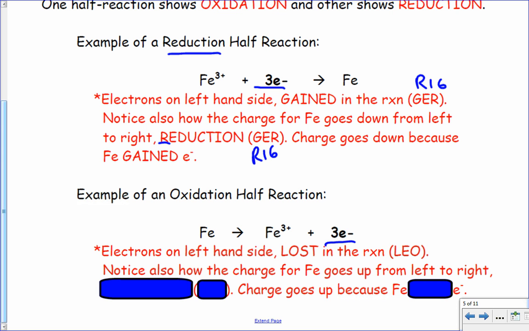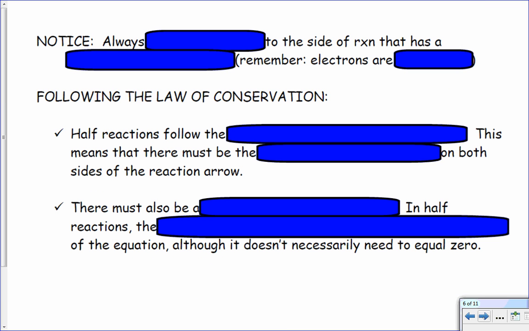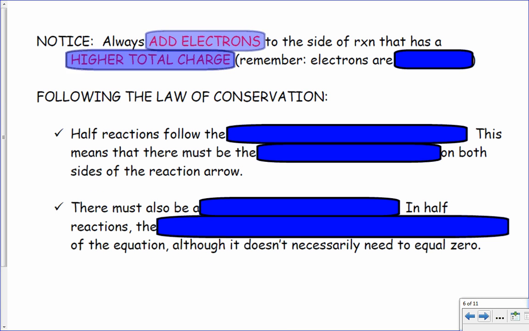Okay, now we are talking about Leo or oil. So that must be oxidation. Again, oil or Leo, because I am losing. Okay? This is where you press pause and I keep going. Here we go. Notice always add electrons to the side of the reaction that has the higher total charge.